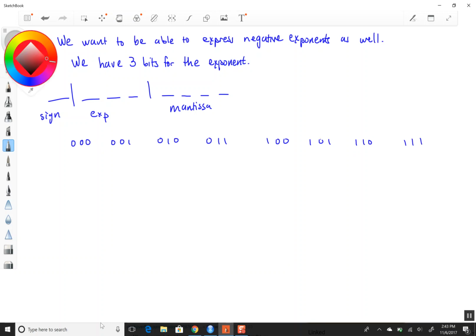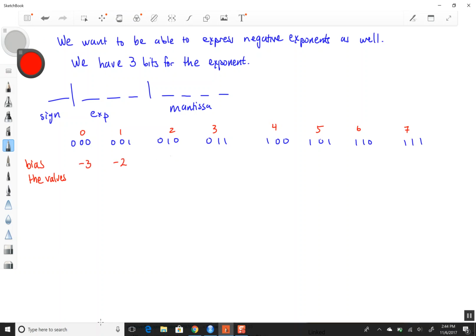And these correspond normally to the values 0, 1, 2, 3, 4, 5, 6, 7. What we want to do is express both positive and negative numbers, so we add what we call a bias. Okay, we bias these numbers. And so now 000 will map to the number -3. This will map to -2, -1. This represents 0. This represents 1, 2, 3, and 4. So this is called a biased scheme for binary numbers.